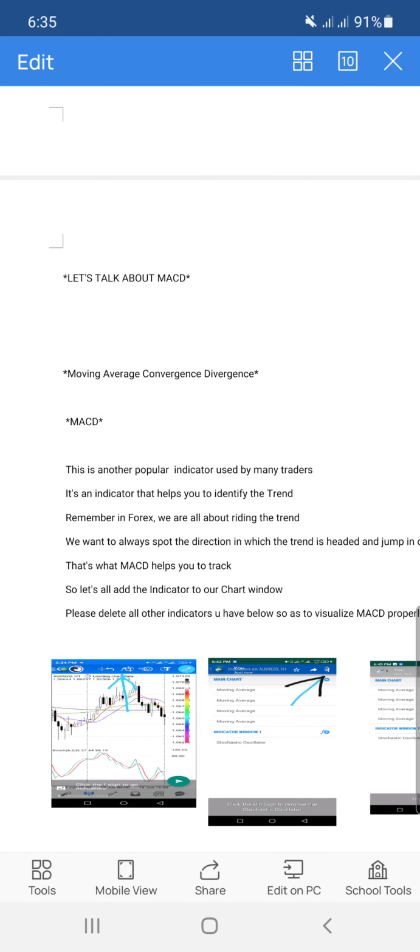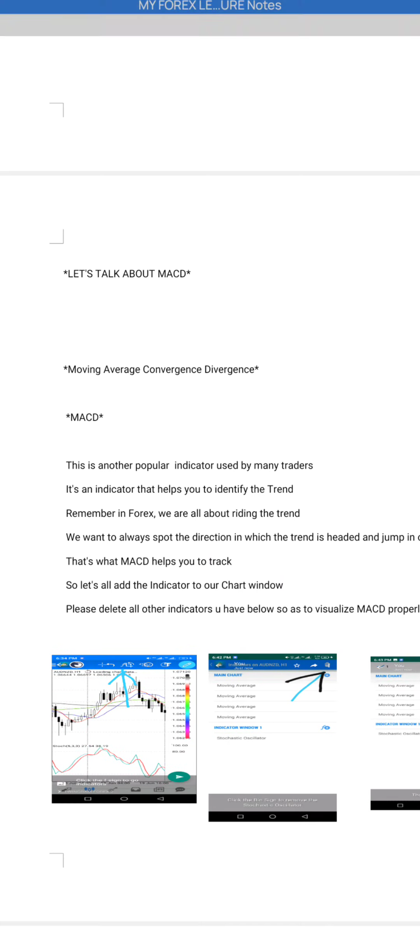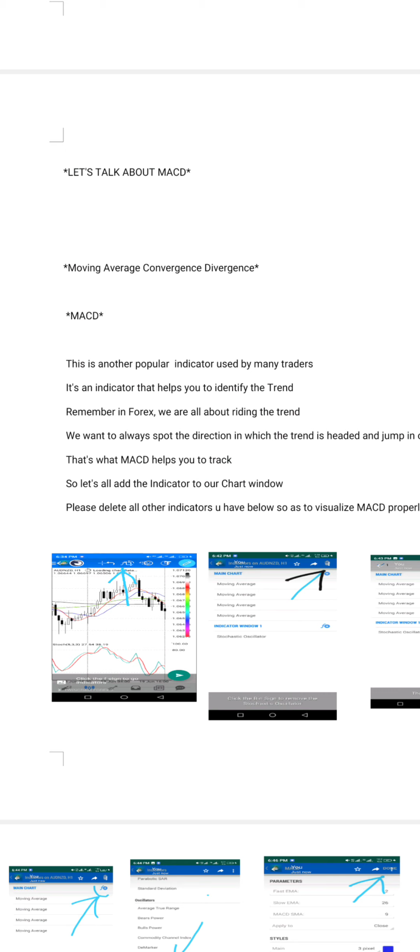Hello guys, in the last class we talked about the stochastic oscillator. We are still under indicators in the advanced class. In this class we're going to be talking about MACD. MACD is another indicator under the most popular indicators used in forex trading.